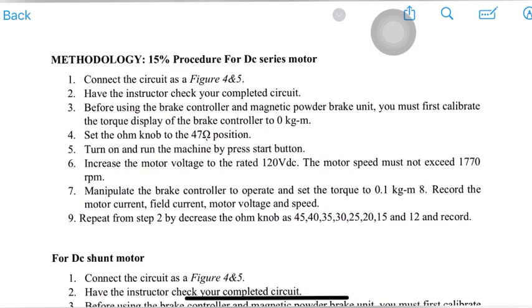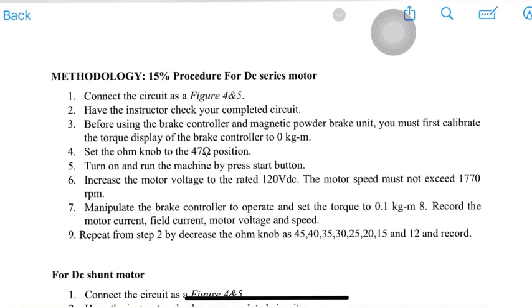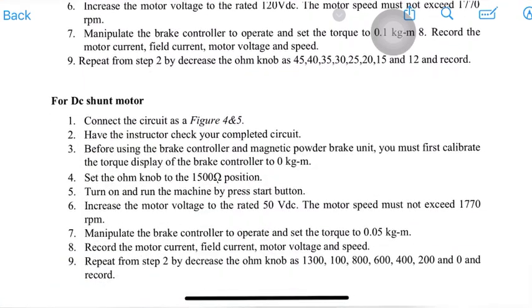Next, manipulate the brake controller to operate and set the torque to 0.1 kgm. After that, record the motor current, field current, motor voltage and speed. Lastly, repeat from step 2 by decreasing the ohm knob to 45, 44, 40, 35, 30, 25, 20, 15 and 12, and record.